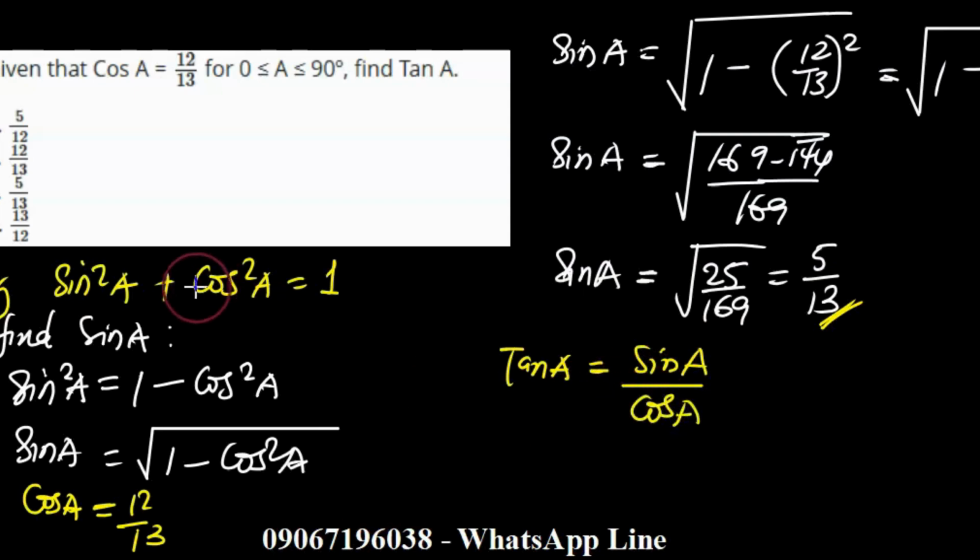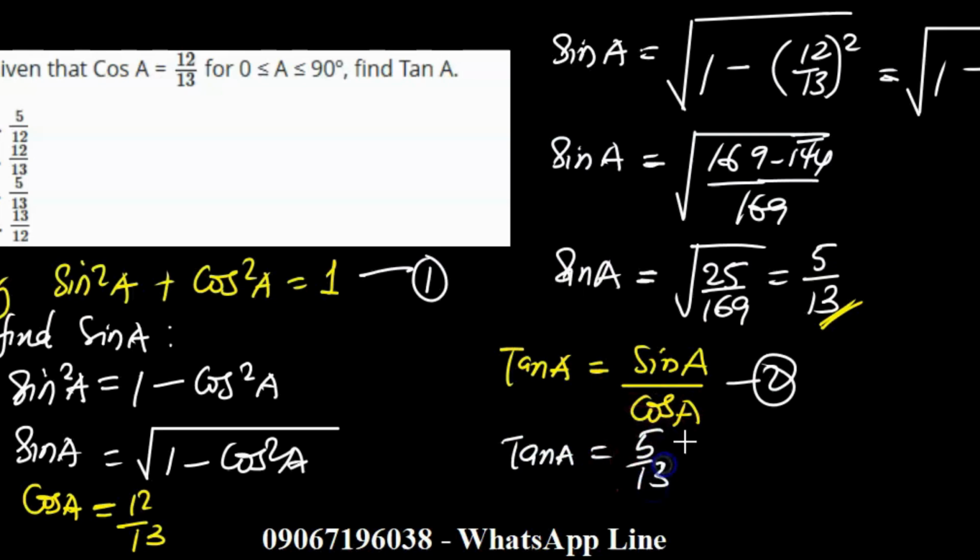This is another trig function. So we'll use two trig functions in this equation. Now, so we'll move on from there. It means that tan A is going to give me sine A, which is 5 over 13, divided by cos A, which was given as 12 over 13.